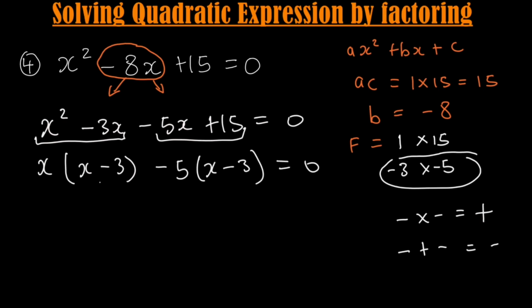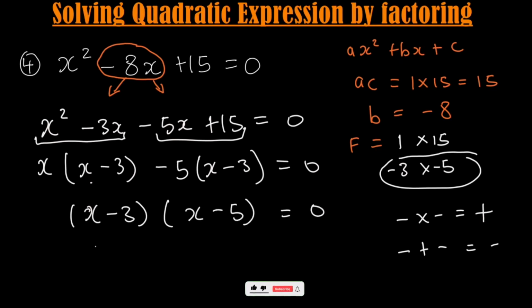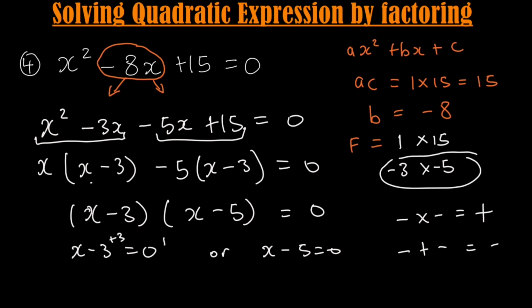So here we go. We factorize the pairs and we realize that both of them have something in common again. So we're going to factorize once more. We factor out that common factor, which is x minus 3, and we're left with x minus 5. We have completely factorized. We can go ahead and equate. So x minus 3 is equal to 0, or x minus 5 is equal to 0. We want to get rid of this minus 3, so we add 3 on both sides. So x is equal to positive 3, or x minus 5 equals 0, add 5 on both sides. x is equal to positive 5. So those are the 2 values for our unknown, which is x.